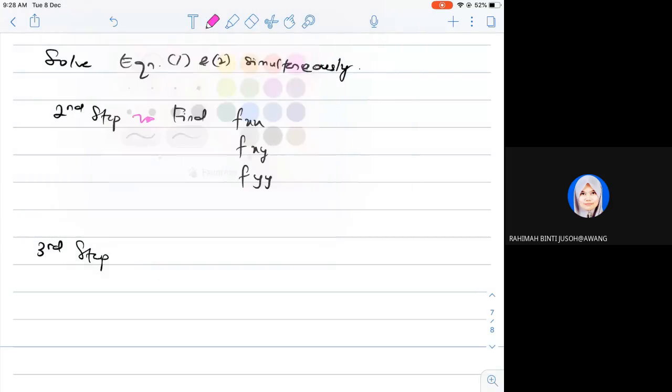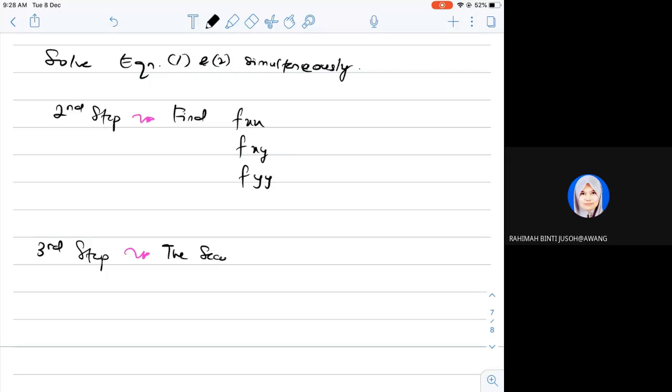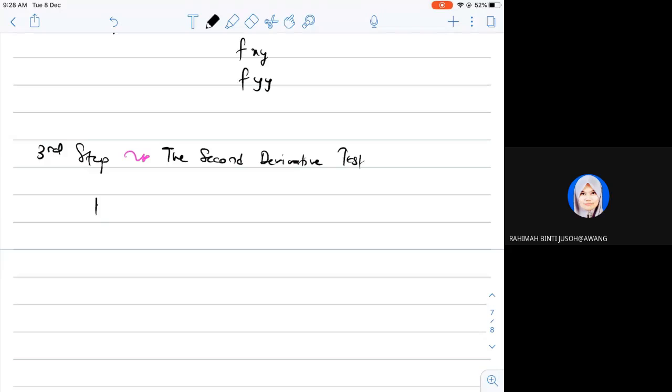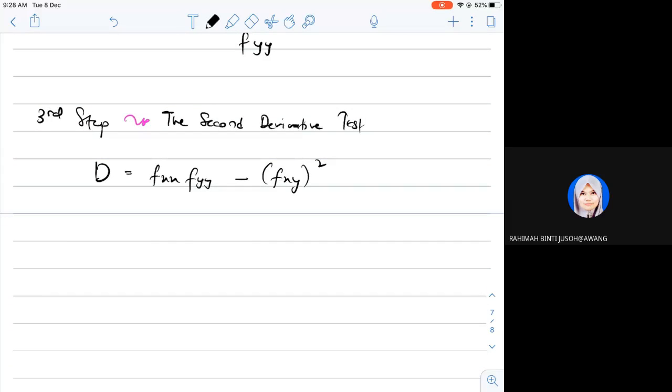Okay, third step. Okay, third step is by using the second derivative test. The second derivative test, ini part penentuan ni, conclusion ni. Derivative test. Okay, we have D. You need to calculate your D. Your D is equivalent to fxx multiplied by fyy minus fxy squared. Okay, fxx multiplied by fyy minus fxy squared. Okay, so from the values of D, we can come up with 4 conclusions. Okay, 4 conclusions.